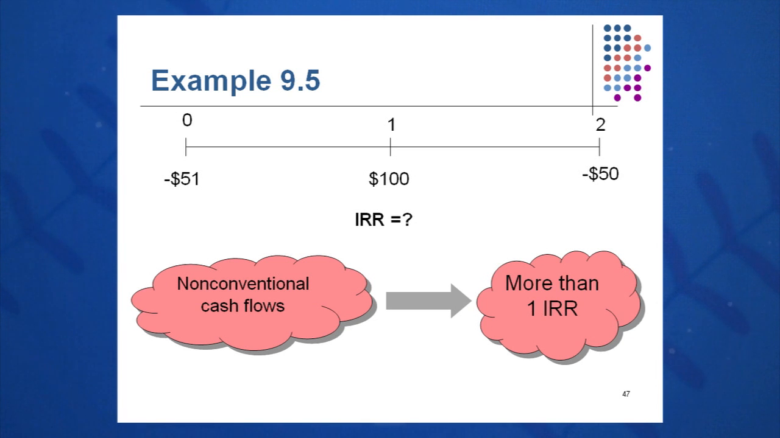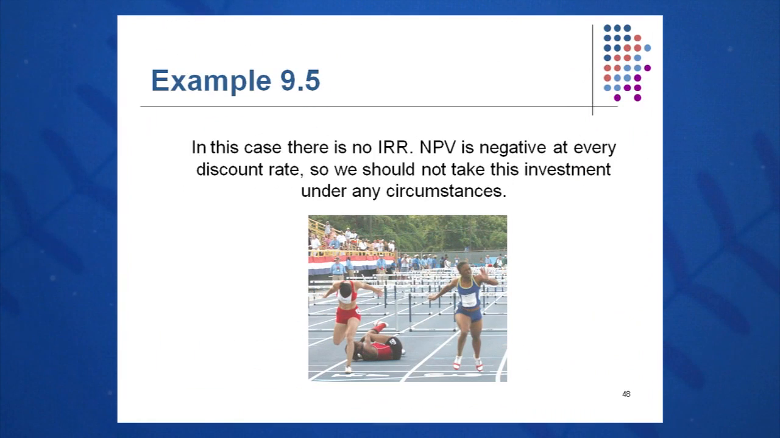We may have 2 IRRs, we may have 1 IRR, we may have no IRRs. Be very, very careful. There could be more than 1 IRR. In this case, I do the same thing. I say NPV equals 0 equals minus 51 plus 100 over 1 plus r minus 50 over 1 plus r squared, and I solve, and there may be 1. In this case, there are none, surprisingly. So take that home and try that out. See if you can find an IRR for these non-conventional cash flows in 9.5. You're not going to find one. It's impossible in this rare case.